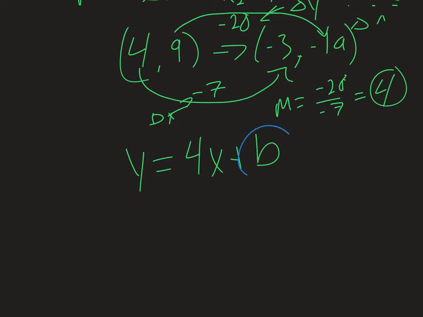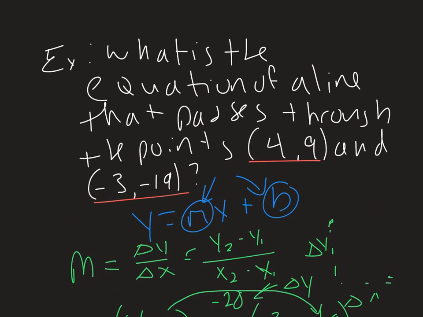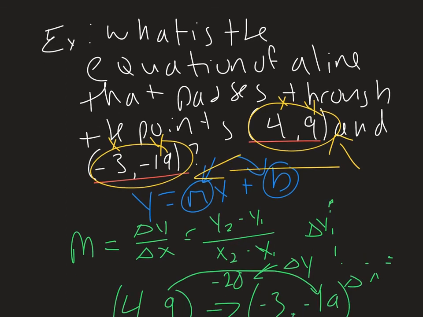And now we have to figure out what the b is. Now, we don't have a graph to look at, so we can't necessarily figure out the initial value, and we don't have a t-chart that has the initial value listed for us. However, if we look back at our original problem, we're given 2 points. We know that when I plug in this x value of 4, my y value is 9. And likewise for the negative 3 and the negative 19. We can choose one of these 2 points to plug in and solve for b. I'll show you what I mean here. I'm going to pick the point (4, 9).